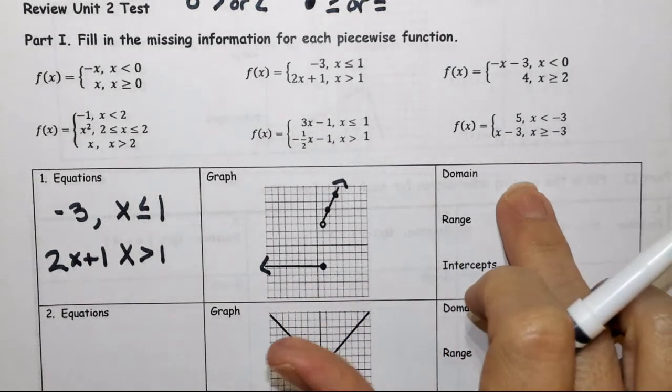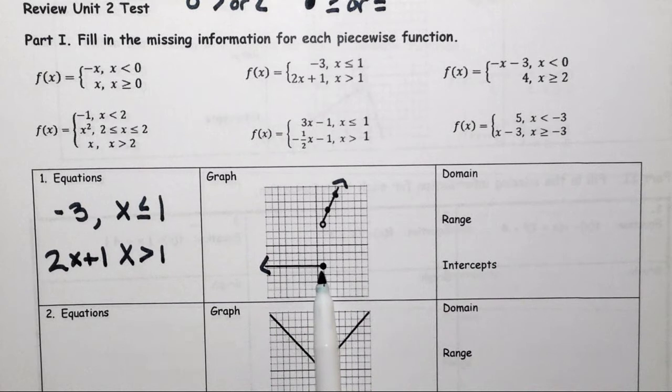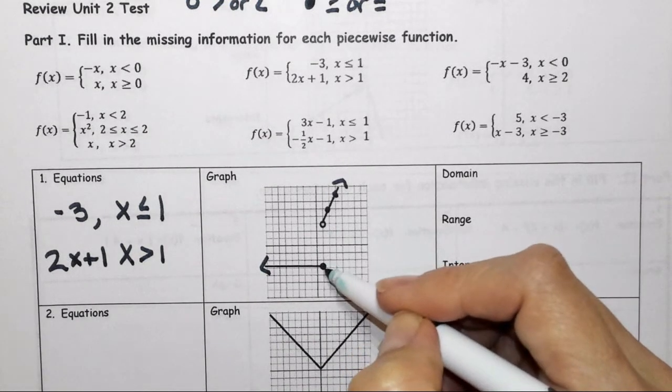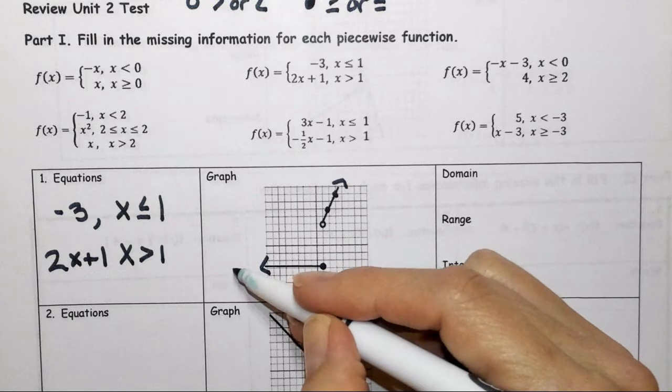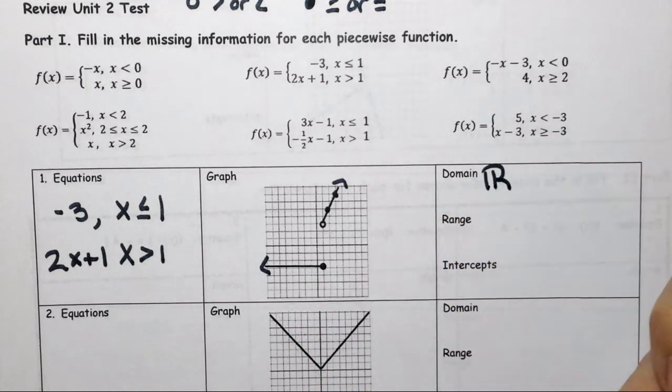For the domain, every time you think domain, I want you to think left to right. You'll notice from 1, I go left forever. And then up here, it looks like I have an open circle at the 1, but I'm actually using the 1 down here. So we're going from the left forever, and we're actually going to the right forever. So your domain is all real numbers.